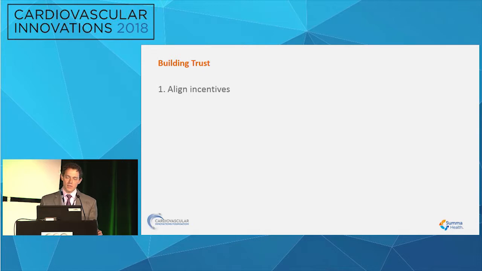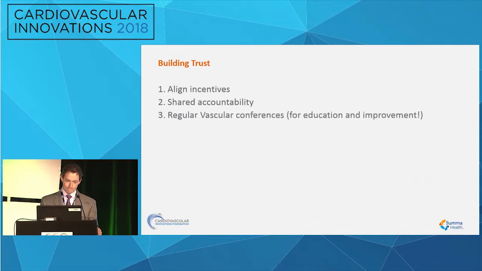You align incentives. If you have them misaligned, if you incentivize primarily fee-for-service, people are going to want to take patients from each other. Shared accountability: look at your endovascular work and your vascular care as an overall product for your health system, and have the accountability shared across all endovascular specialties.